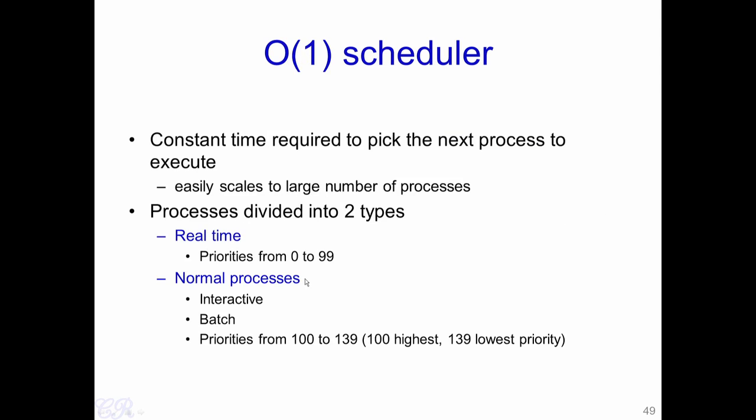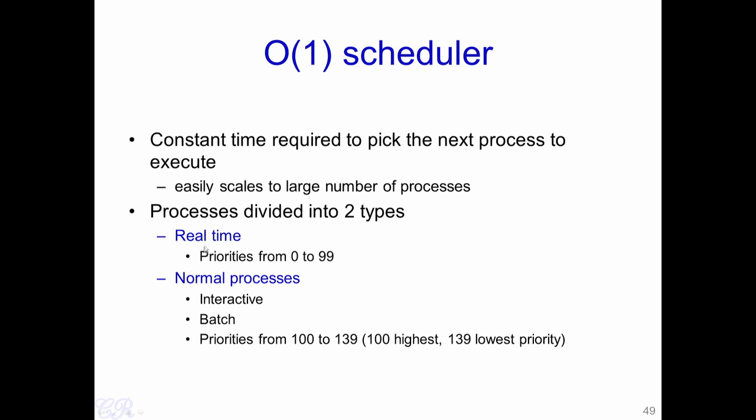The next choice was something known as the O(1) scheduler. The O(1) scheduler would make a scheduling decision in constant time, irrespective of the number of jobs present in the ready queue. Essentially, it would take constant time to pick the next process to execute on the CPU. So this quite obviously scales even with a large number of processes present in the ready queue. In the O(1) scheduler, processes are divided into two types, real-time processes and normal processes, as we have seen.